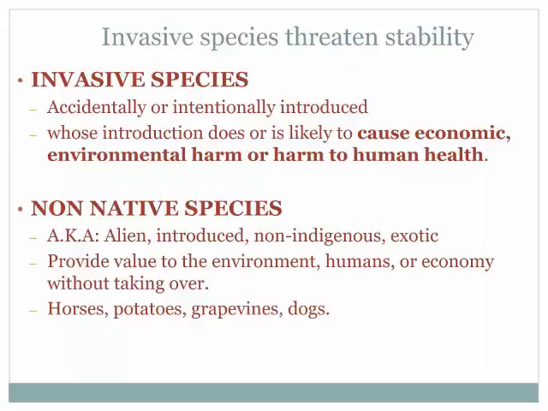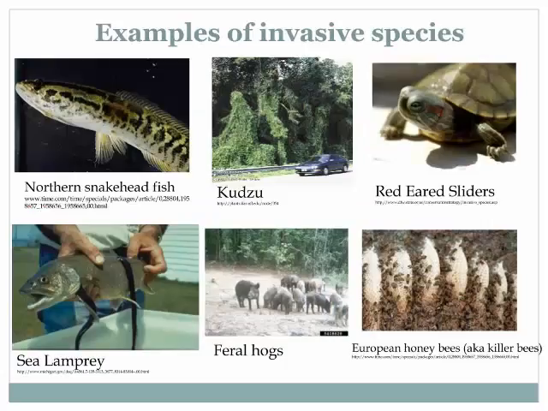Invasive species are species that are accidentally or intentionally introduced into a new area and who subsequently cause economic, environmental, or human health problems. Not all introduced species are invasive. There are some introduced species that actually add value to the ecosystems, humans, or the economy. These species can be called alien, exotic, non-indigenous, non-native, or introduced species, and include organisms such as horses, grapevines, dogs, and potatoes. Some examples of invasive species include zebra mussels, feral hogs, the vine kudzu, and red-eared slider turtles.